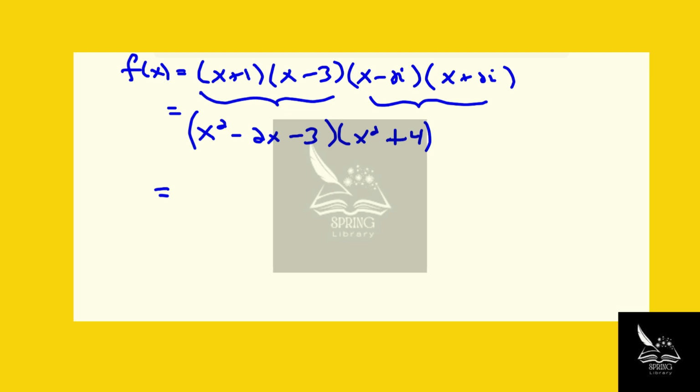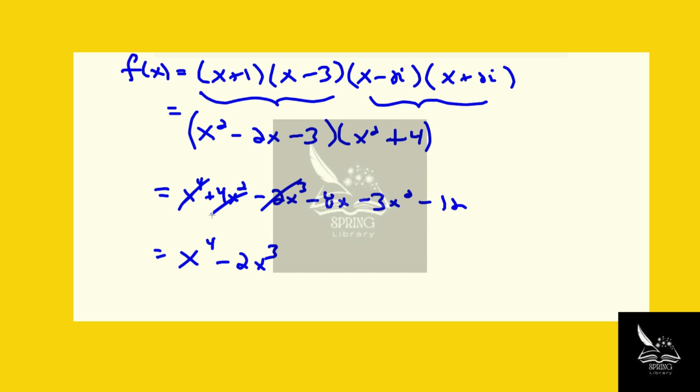And now we can multiply this through. Starting with x squared, you get x to the 4th plus 4x squared. Then distribute the -2x, you get minus 2x cubed minus 8x. Then distribute the -3, you get -3x squared minus 12. Let's get this in descending order. So we have x to the 4th minus 2x cubed plus 1x squared minus 8x minus 12.